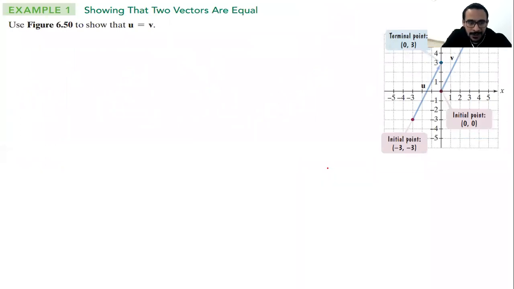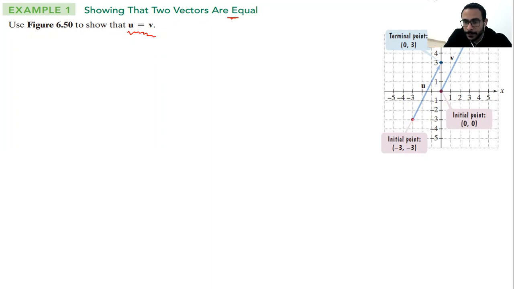In our lesson in math, we need vectors. Showing that two vectors are equal, I will state if they are equal or not. For example, it asks me to show that u equals v, where is u? This is u, this is v.